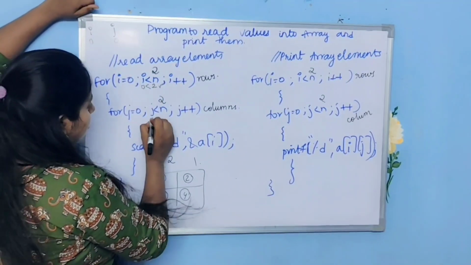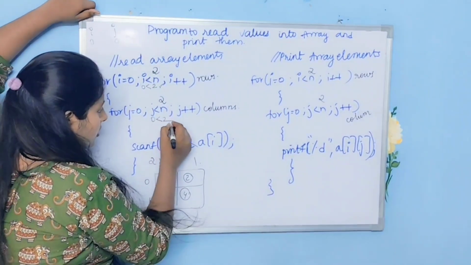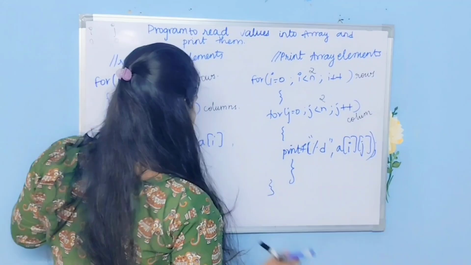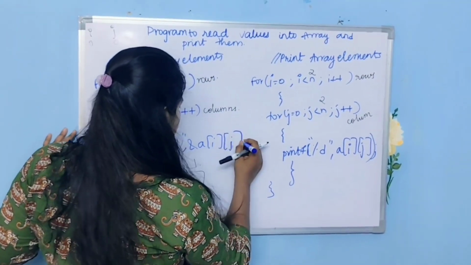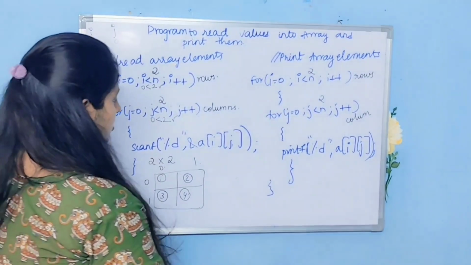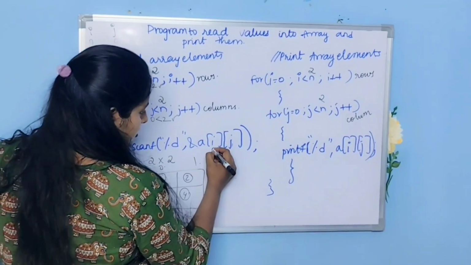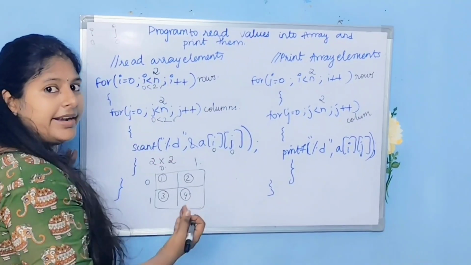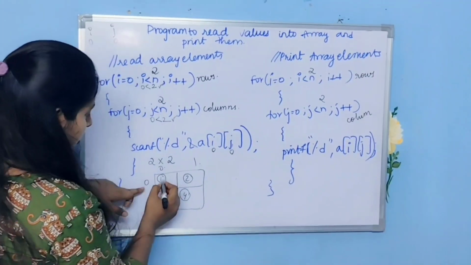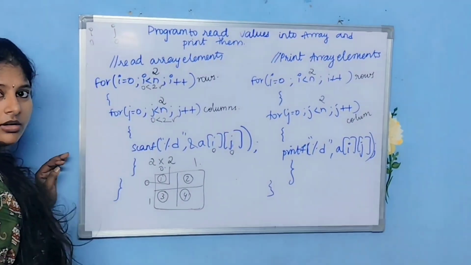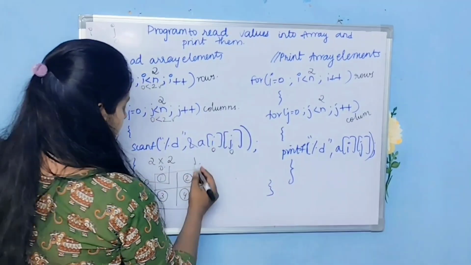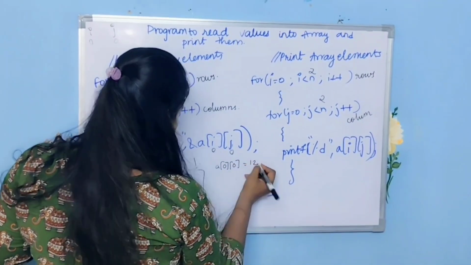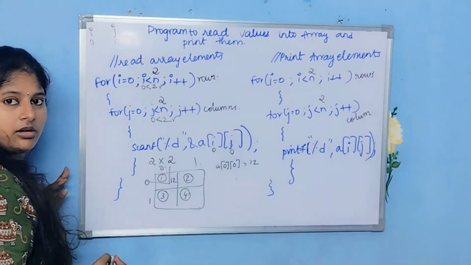Again the j value is 0. Condition true. It goes inside. So what is the value of i? 0. And what is my j? 0. So now you have to add an element at position 0,0. First this one is going on. So first 0,0. Say, for example, I have entered a of 0,0 as 12. 12 is stored here.